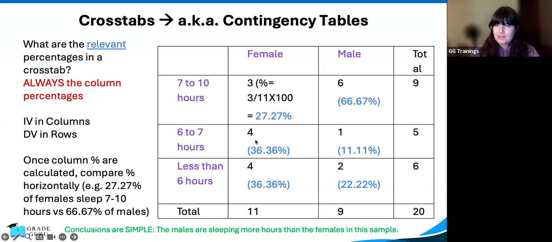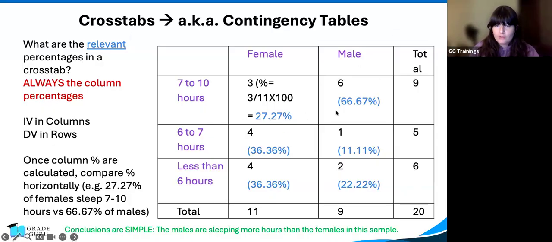Okay, what that means, column percentages, is when I calculate this percentage for females who sleep 7 to 10 hours, to get this percentage, I go 3 divided by the column total, 11, multiplied by 100 to get the percentage, and I get my percentage. And then I need to do that for all 3 of these categories. So 4 divided by 11 multiplied by 100, and so on and so forth. And then you do it for the male column as well, so that you have all your percentages.